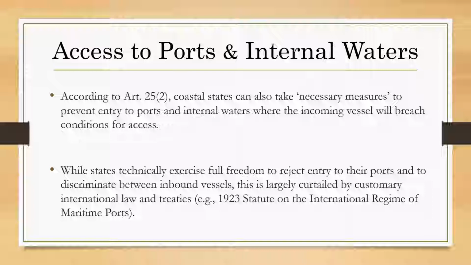Effectively, access to ports and internal waters: I think the point here is that the coastal state will exercise jurisdiction to protect itself, but generally a lot of port states have agreements that allow vessels to move freely between ports, and unless they've actually got any suspicion of anything that needs to be inspected or arrested, they will just allow vessels to come in and out. So they don't tend to discriminate between vessels, and they tend to have these bilateral or multilateral agreements that allow for access to each other's ports.